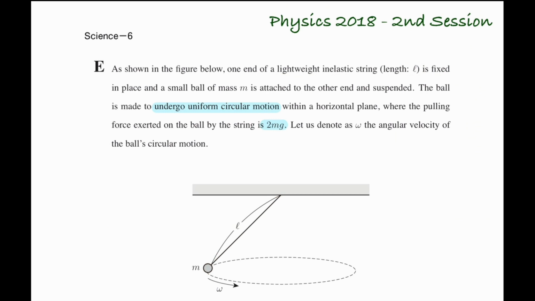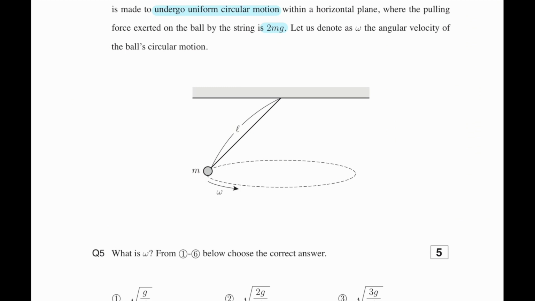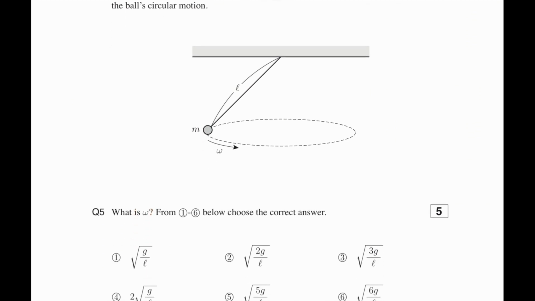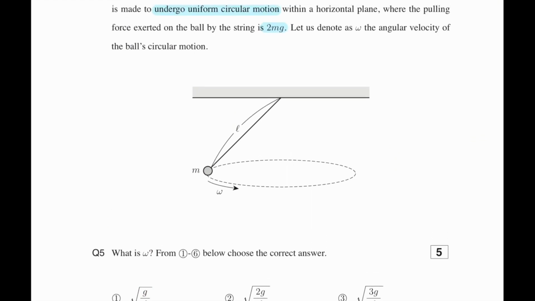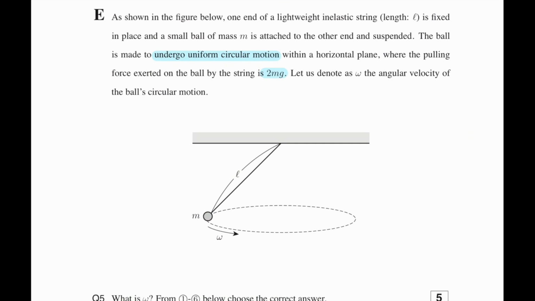Let us denote as omega the angular velocity of the ball's circular motion. And then they want us to find omega in terms of g and L. We want to find omega in terms of g and L. Basically, omega is the angular velocity.